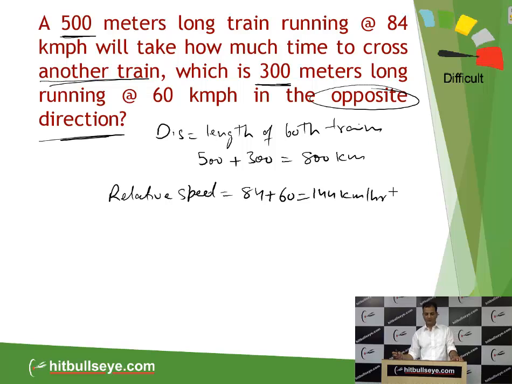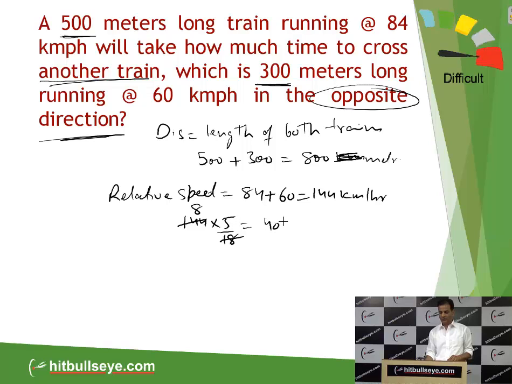144 kilometers per hour. Now, students, here the unit is 800 meters, not kilometers, 800 meters. And the speed here is 144 kilometers per hour. So convert this 144 kilometers per hour into meters per second. It will be 144 into 5 by 18. 18 into 8 is 144. So it will be 40 meters per second. So their relative speed is, students, 40 meters per second.